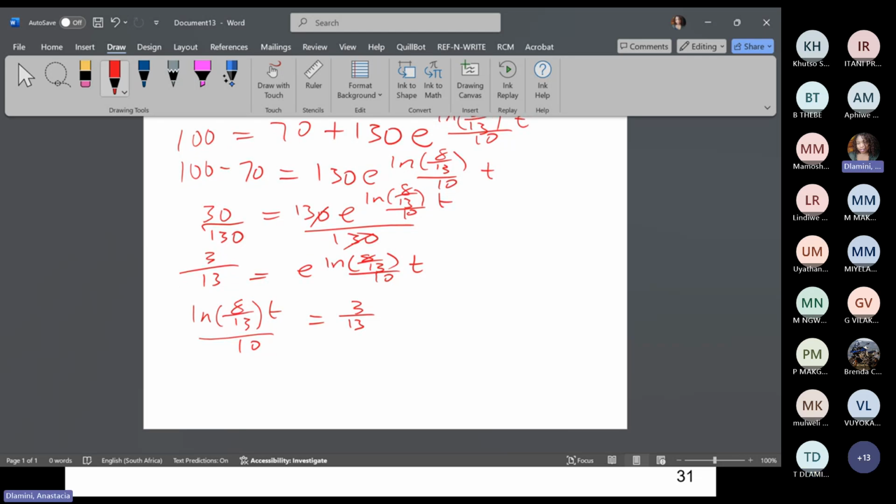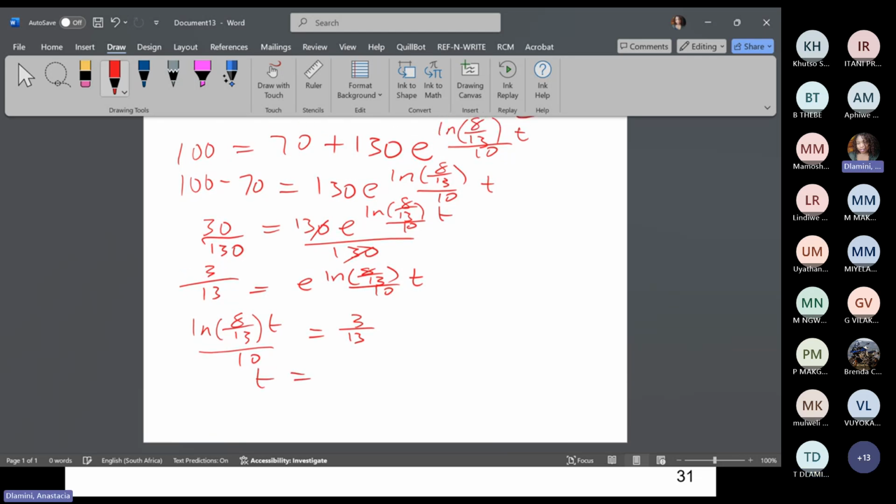So this is the same as what? So this will be what? I think this will be, help guys. Oh, ln of 3 over 30. So it will be 30 over 13 ln of 8 over 13. Something like that.